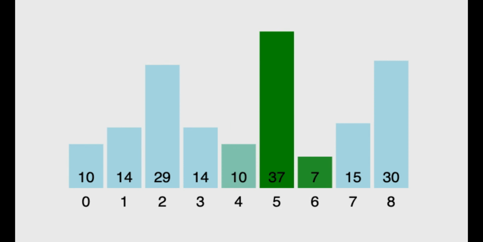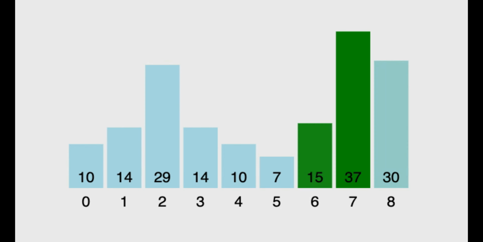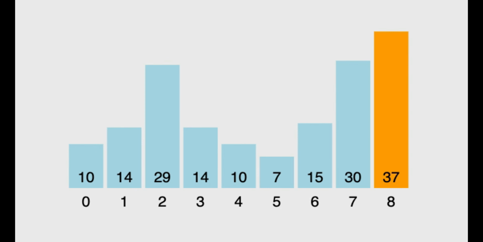Then move one step to the right and repeat the process. Go through the entire list this way. In doing so, you will have moved the largest number to the end of the list. This completes the first pass of the bubble sort.